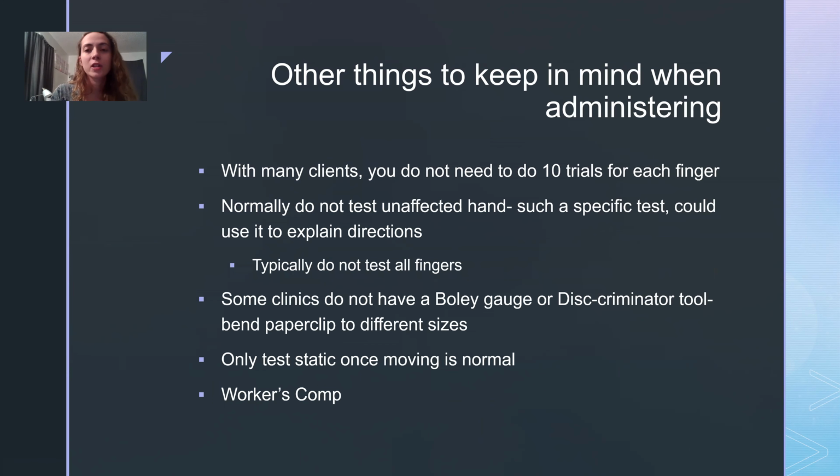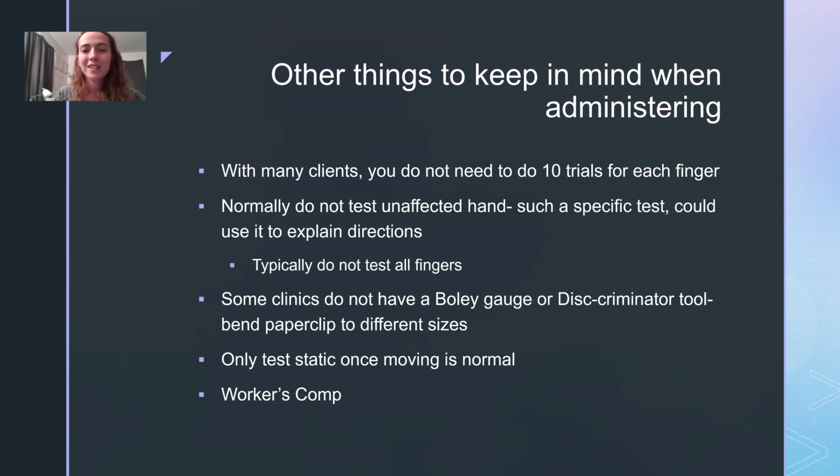Okay, so these are other things to keep in mind when administering the test. With many clients, you actually don't need to do 10 trials for each finger. If you start with 5 millimeters and you do it 3 times and they accurately report the amount they feel 3 times, you know they can discriminate that distance and you can immediately decrease the distance, decreasing the time needed for the test. You just need to record in your SOAP note that you did it differently.